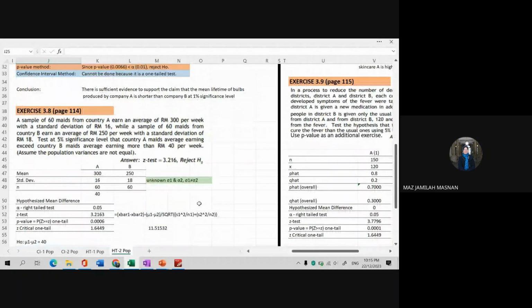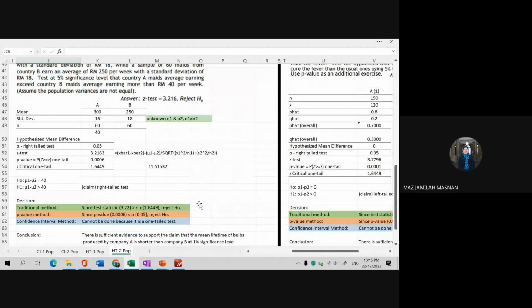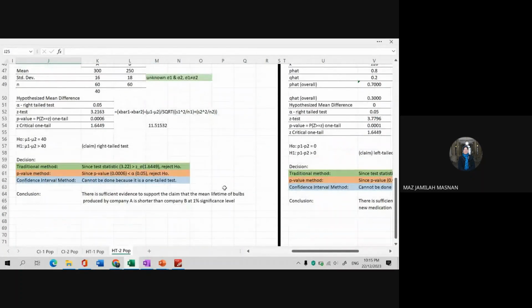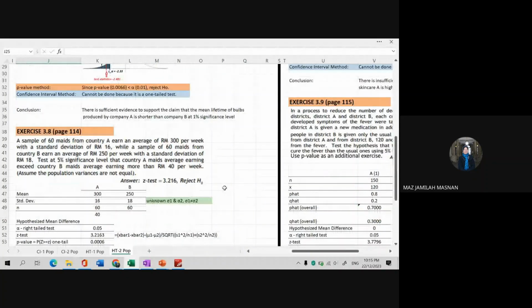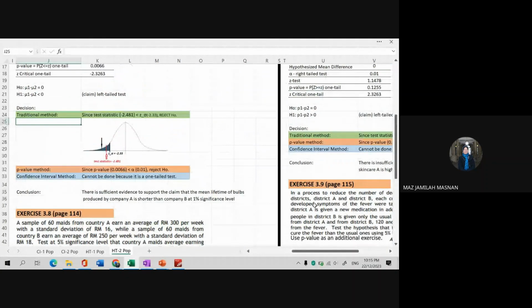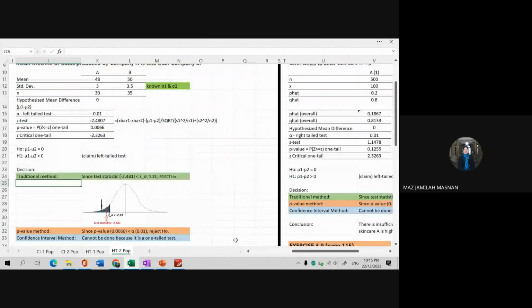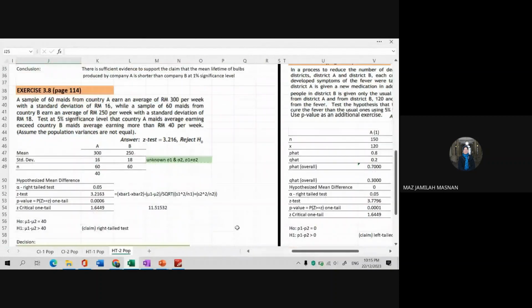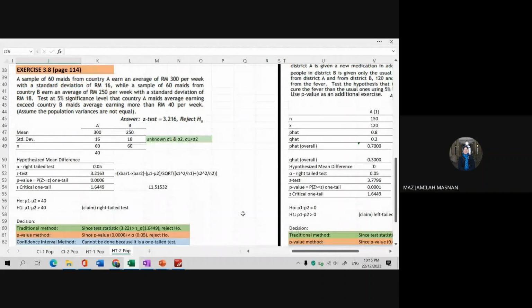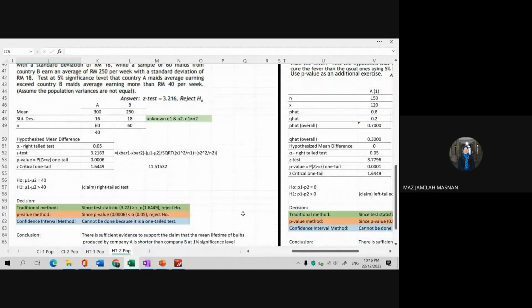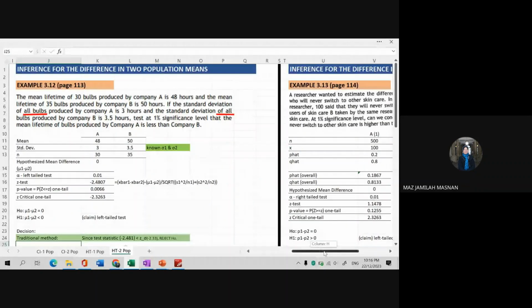Now, for the second question, do you want me to explain, or you want to do it on your own? Class, do you want me to continue with the second exercise or go straight to the proportion? Class? Exercise 3.8. Do you want me to discuss or no? No. No, okay. We go to the second example.